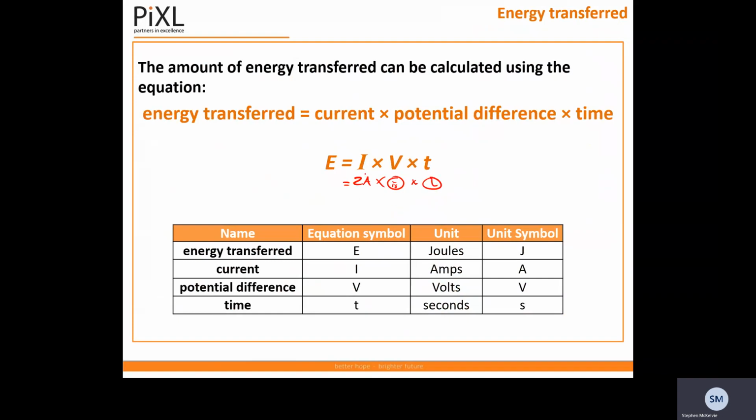So if I've got 2 amps, that means I've got 2 coulombs every 1 second. If they have got a voltage of 1 volt, then that means each of those coulombs is carrying 1 joule of energy each. But multiply that by the amount of time that it's been on for, then I can find the total amount of energy transferred. So 2 coulombs, each carrying 1 joule of energy per second, multiplied by 4 means that over 4 seconds, I would have 8 joules of energy transferred by my component.